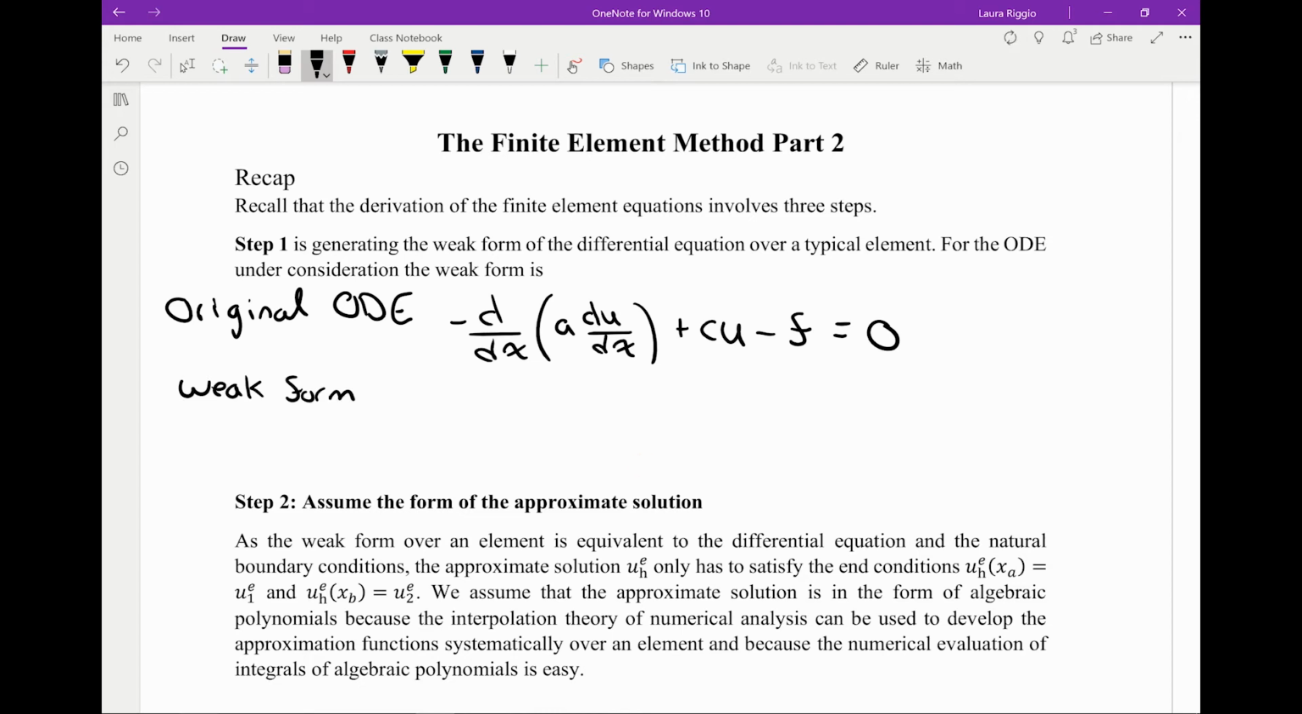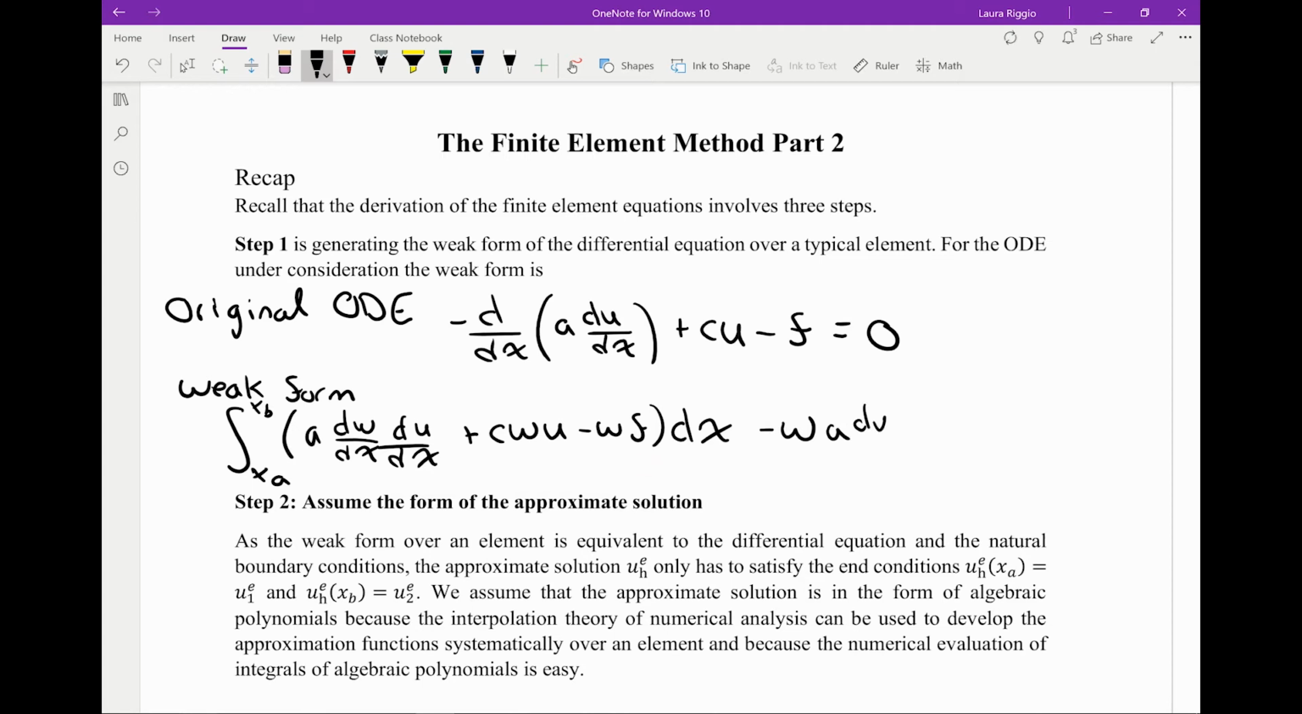And our weak form is the integral from xa to xb of a dw dx du dx plus c wu minus wf dx minus wa du dx evaluated at xa and xb is equal to 0.